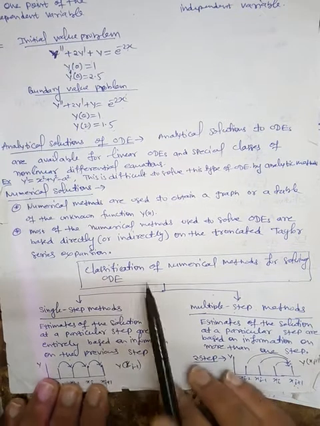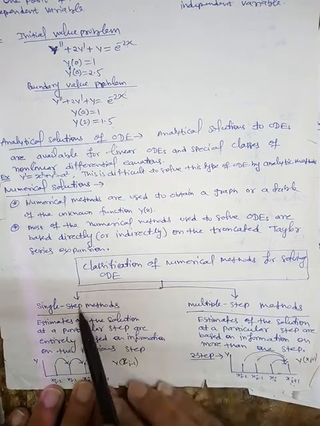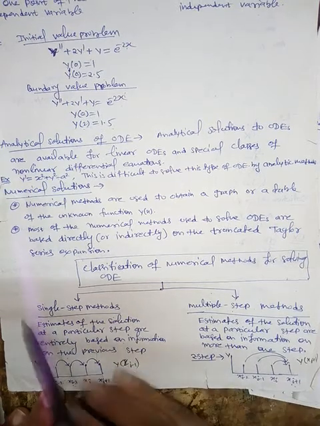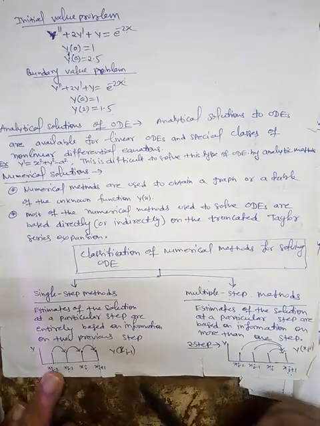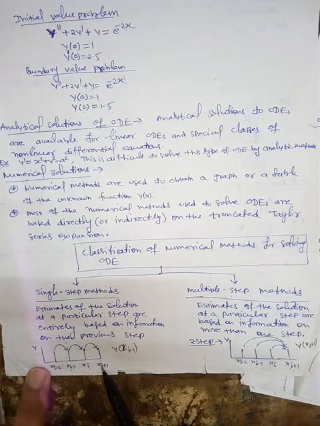Now, the classical classification of numerical methods for solving ODE: broadly, you can divide the numerical methods into two categories. One is single step methods, and another is multi-step methods. What are single step methods? You can easily understand the single step method through this graph.